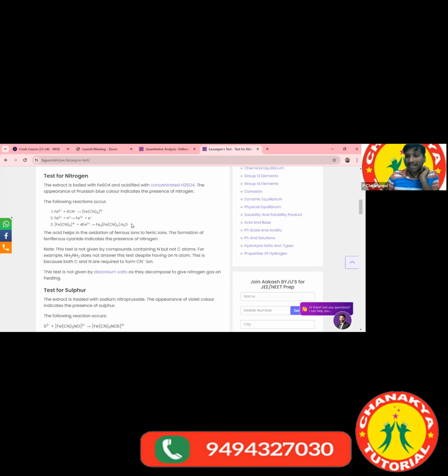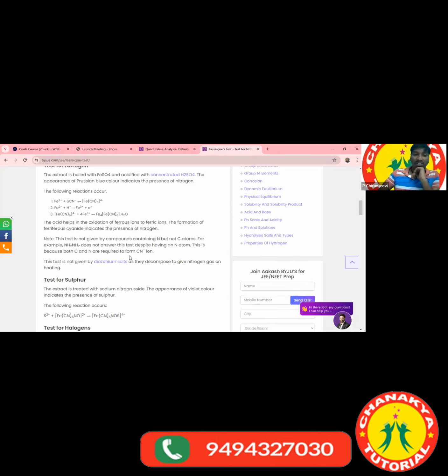Okay, this formula they ask in the examination. What is the molecular formula of the Prussian blue color? Fe4[Fe(CN)6]3 with H2O is called Prussian blue. Clear? Okay. They also ask for the IUPAC name here. Ferrocyanide is the IUPAC name of the given complex.